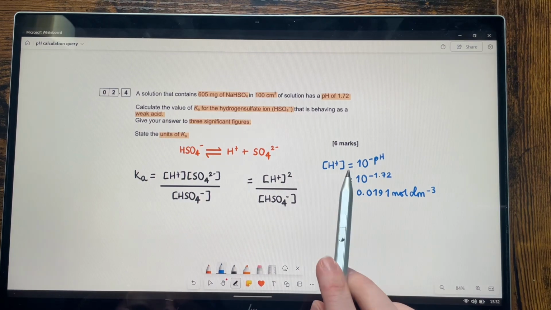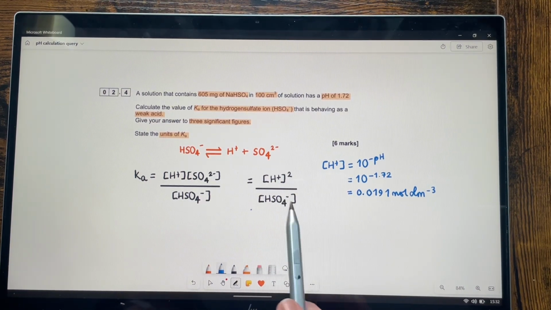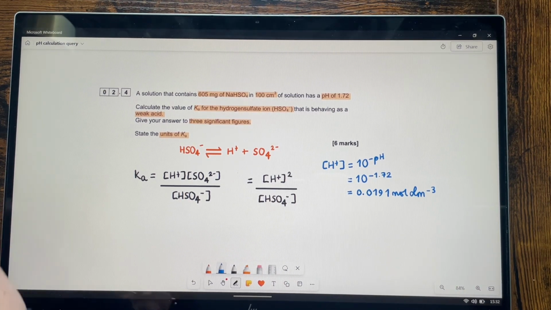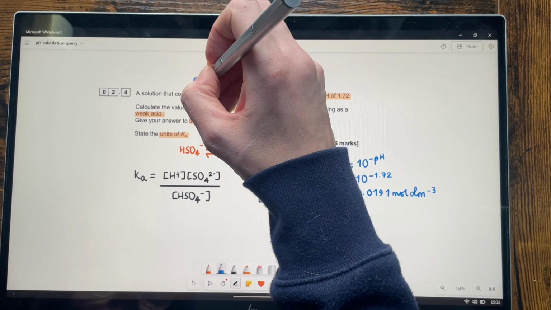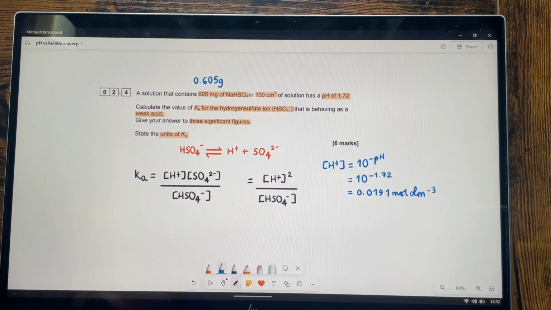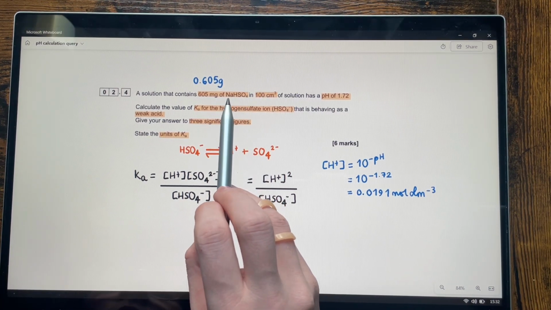So that's the H+, and that can go in the top of our expression and be squared. Now we need to do some work to get the HSO4 minus concentration on the bottom. So the first thing I need to do is put my milligrams for my mass into grams. So we do that by dividing by 1,000. So we're going to have 0.605 grams.